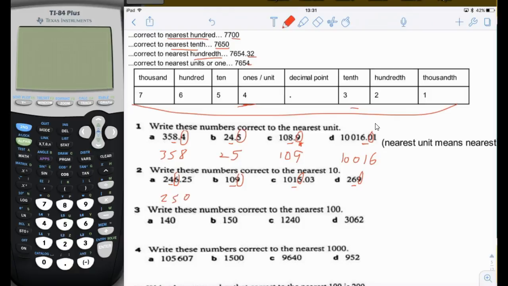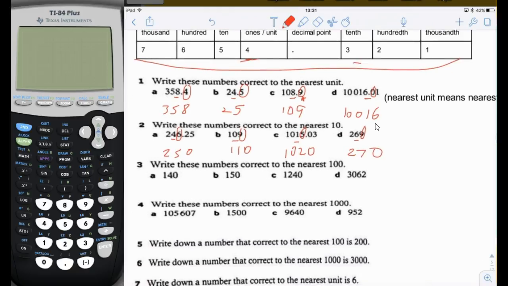250. Does the 9 make the 0 round up? Yes, it does. 110. Does the 5 make the 1 round up? Yes, it does. 1020. And what about the 9? Does it make the 6 round up? Yes, 270. Okay.